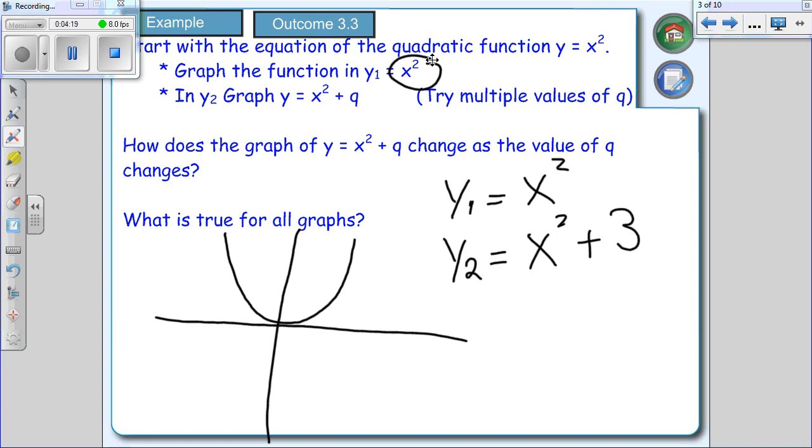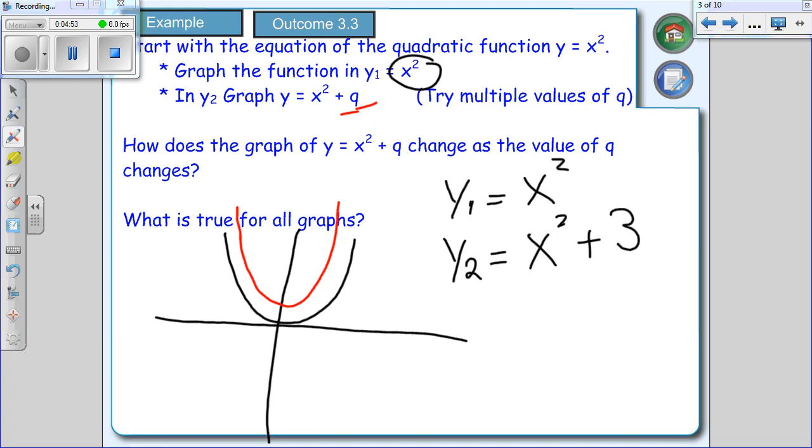What does your other one look like? It's the same thing, but it's just 3 up. And that's a good question, and that's what the other class said too. This q value, notice that it's not called c. It's called q. That's because we're about to create a new formula.